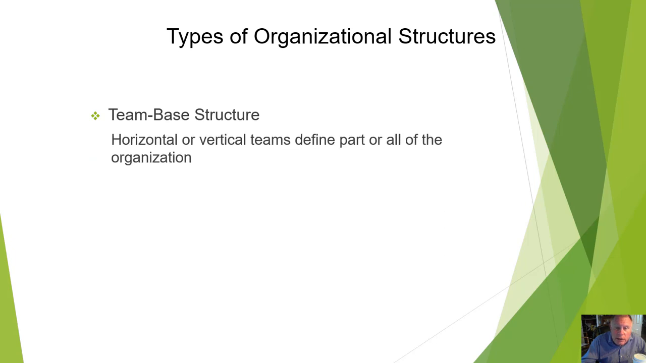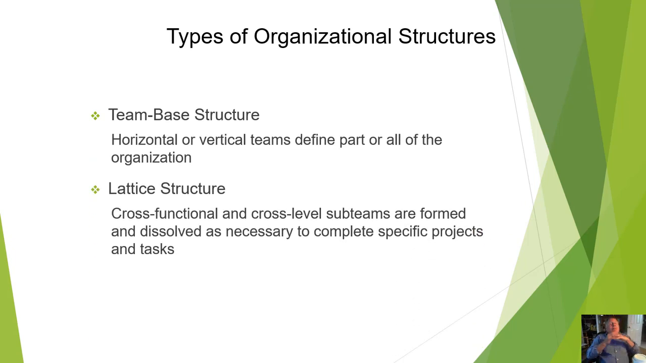Continuing on, we have team-based structures, horizontal or vertical teams, and the lattice structure. I like this one. I think it's one of the best I've seen, where you have an organization and you come together to work on a specific project or task. Right now at the college we have a group of people from multiple disciplines working on online learning. Another group is working on intersession. How do we deliver online training and classes better? That's the lattice. We've all come together as a sub-team to see what we can do.